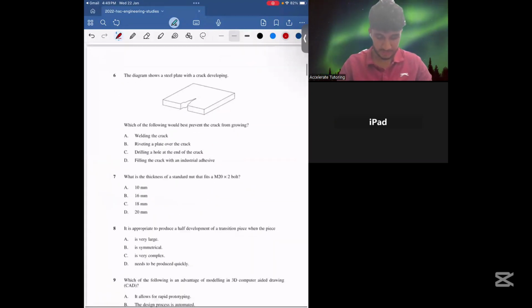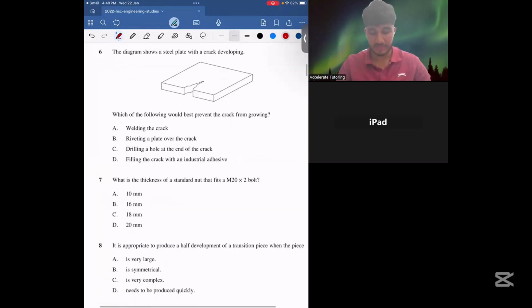Now, moving over to question 6, it says the diagram shows a steel plate with a crack developing. Which of the following would best prevent the crack from growing? Looking at this question, we can go through the options to see which is the most correct one. Welding the crack is not easily feasible because welding is used to join two pieces together, and in this case, if we have matter lost due to the crack, we can't really weld it. Riveting a plate over the crack, that is an option.